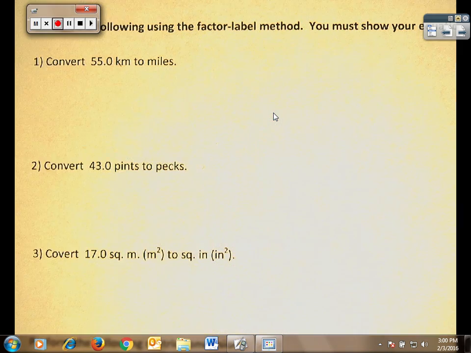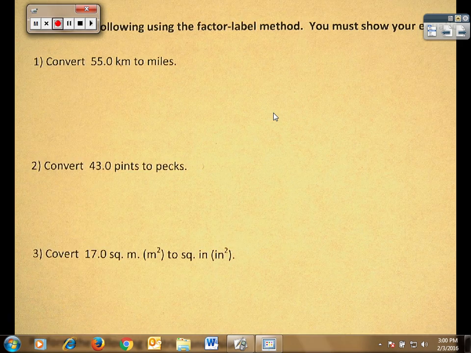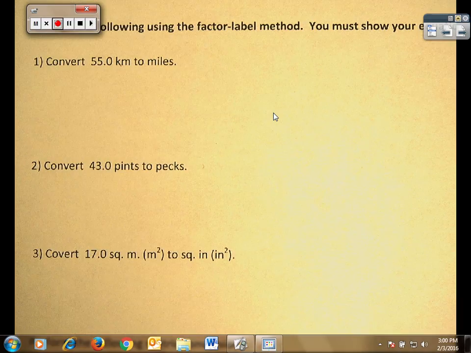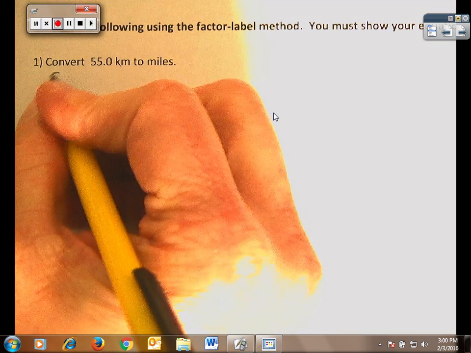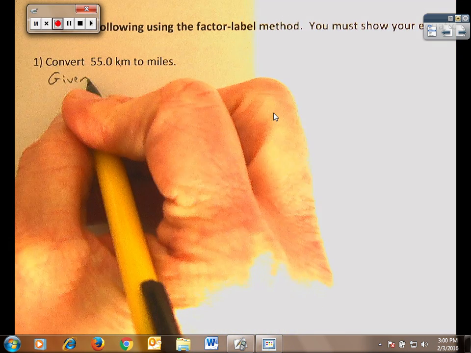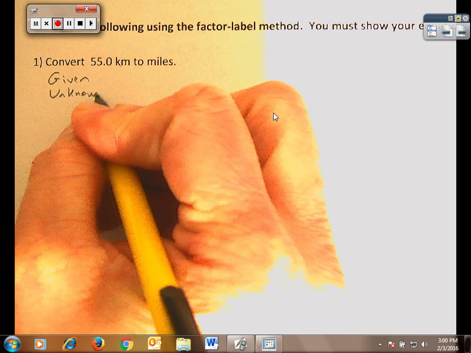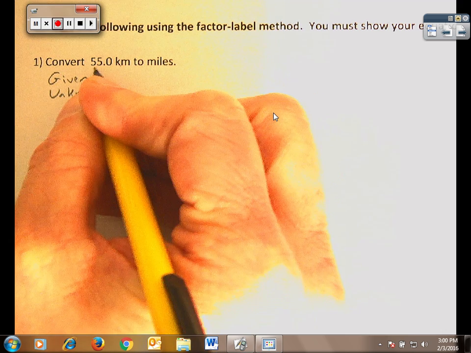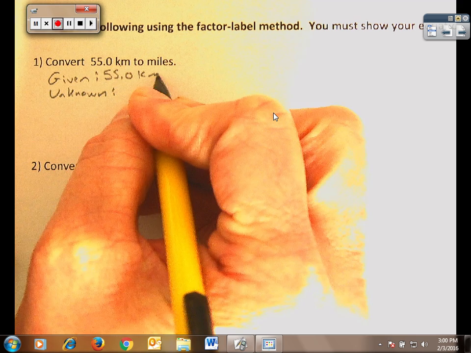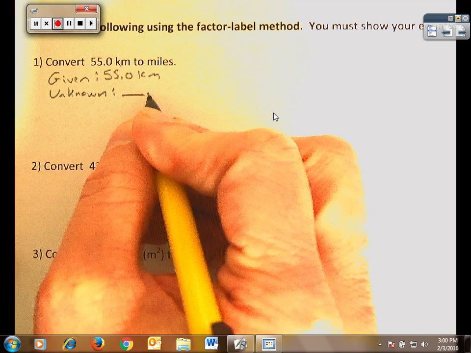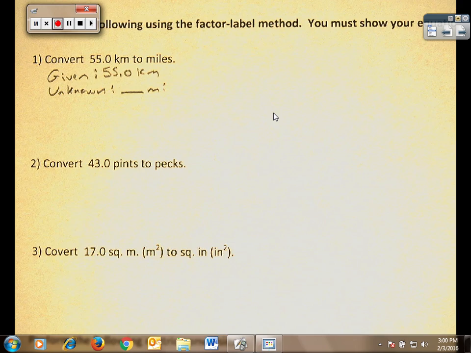When we problem solve, we have to make sure we follow a process. We have to follow a thinking process to get us from given to unknown, given to answer. It should always start with identifying the given and the unknown. The given is the number we're starting with, the 55.0 kilometers. The unknown is what we're asked to find. We want to find the number of miles.